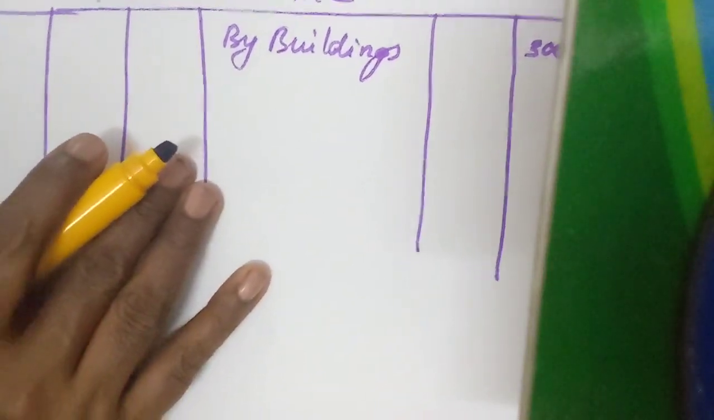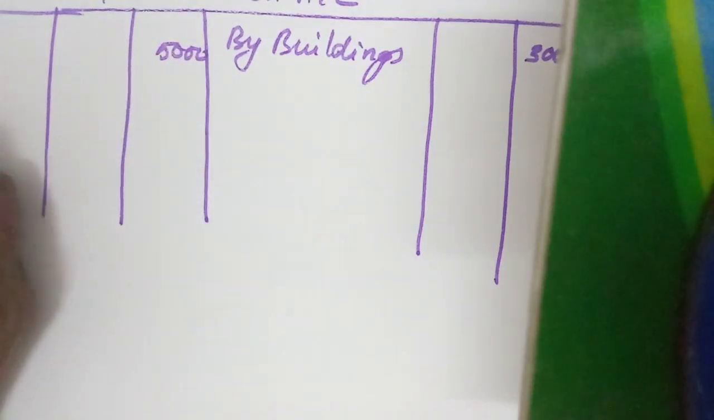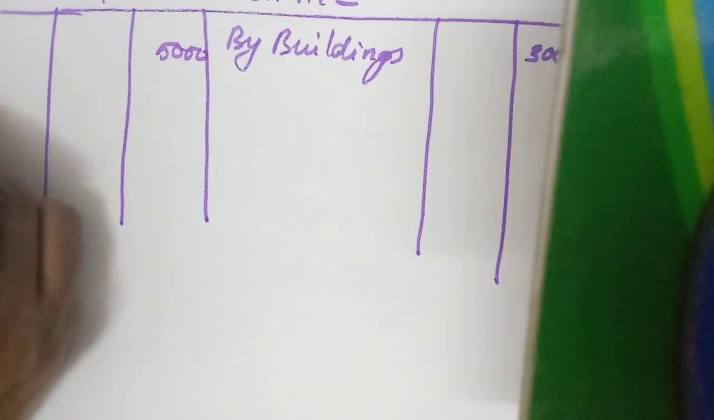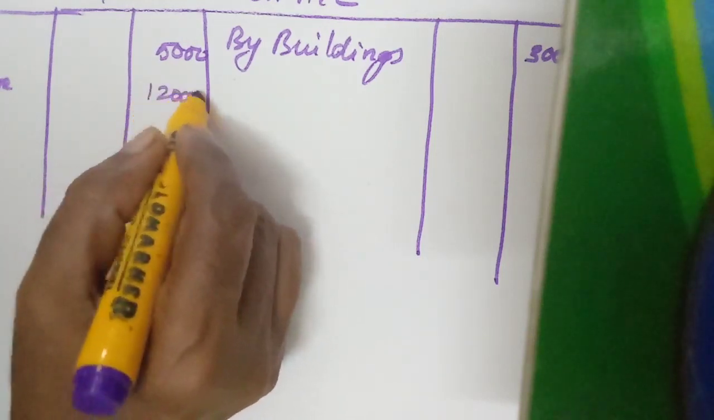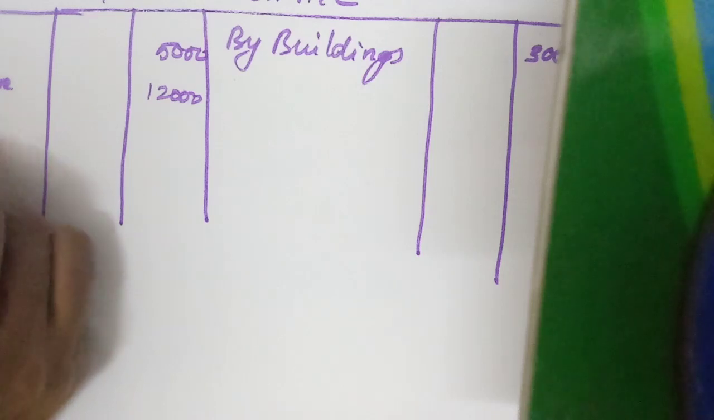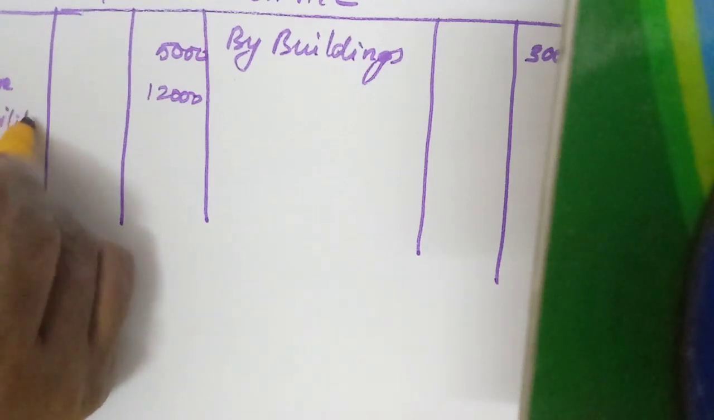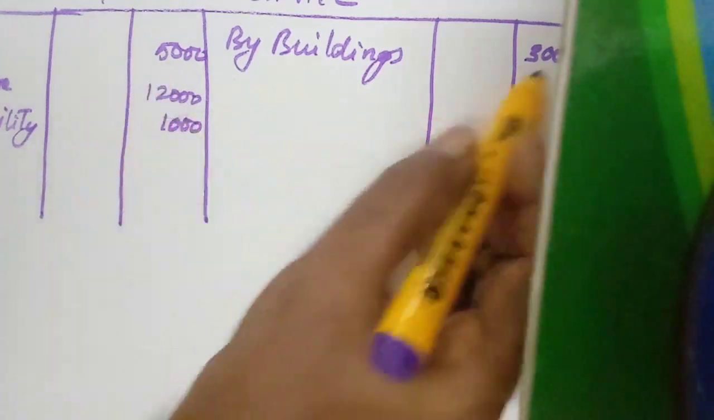Then revaluation account debtor to stock, 5,000. Furniture, 12,000. Outstanding liability, 1,000. So 18,000, here 30,000. So 12,000 will be the profit, isn't it?